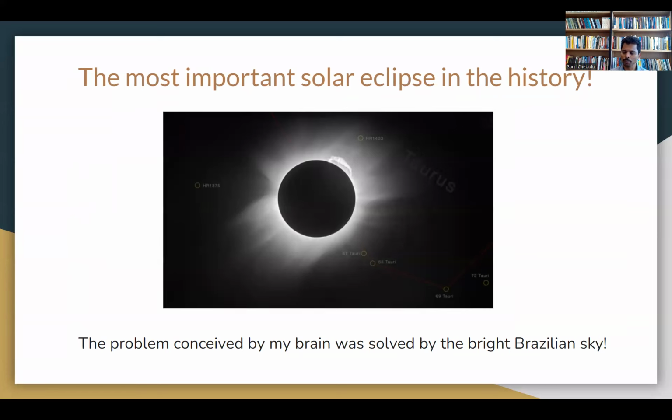The two most important pillars of modern physics are the general theory of relativity and quantum mechanics. And the general theory of relativity was proposed by Albert Einstein, and the total eclipse of 1919 was the first confirmation of Einstein's general theory of relativity. And since then, it has been experimentally verified hundreds and hundreds of times in various precise experiments worldwide.